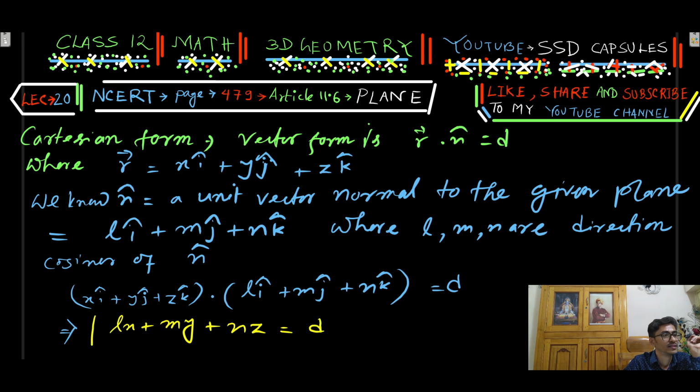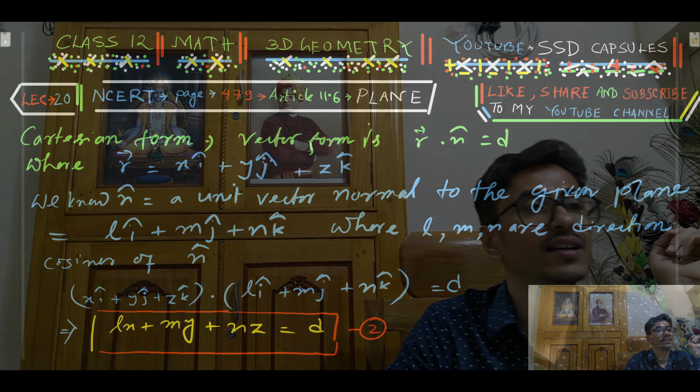So this is correct. This is equation 2. So 2 is the equation of the plane in Cartesian form. So we are done. Now we will see another note of this theory. Go to the next page.